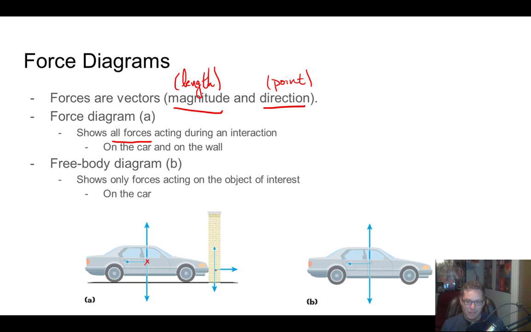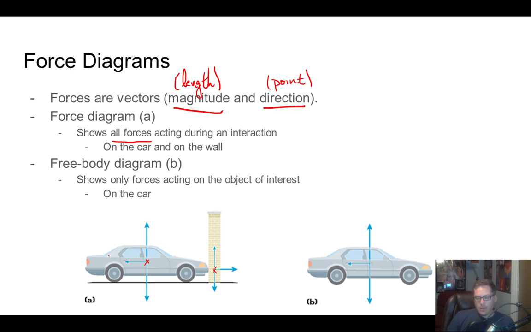Notice that even the wall has them, right? Notice this arrowhead is a little bigger. That doesn't mean anything. We don't care how big your arrowhead is. We care about the length of your vector from the center point. These are equal in magnitude. Your wall is getting pulled down towards the ground, and the ground is pushing back up on the wall, equal in magnitude.